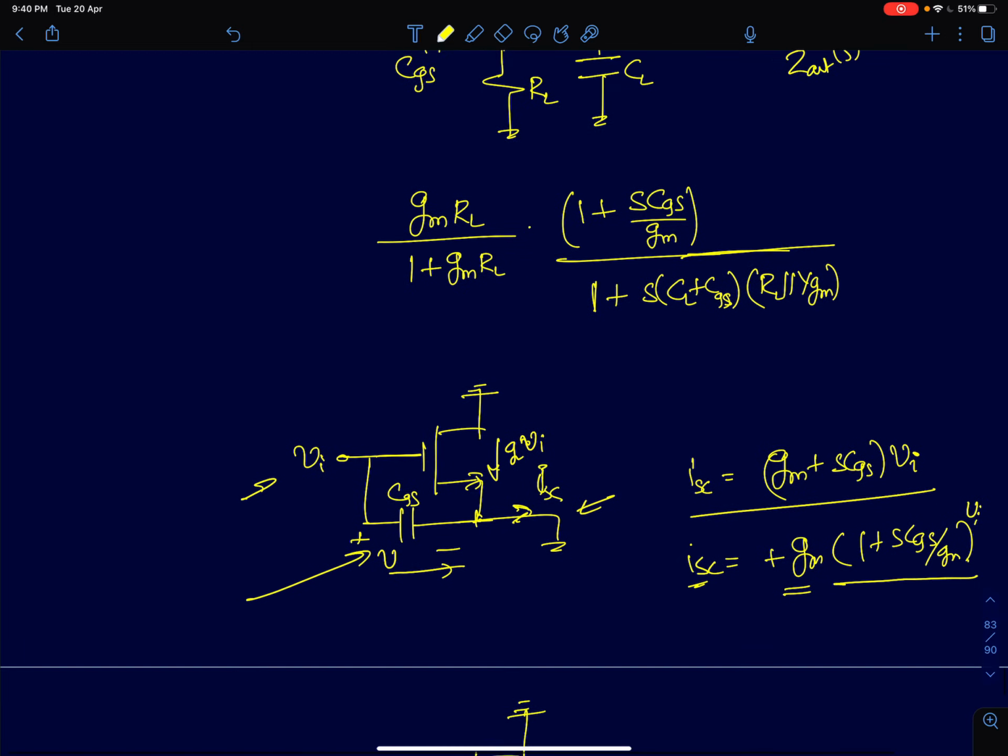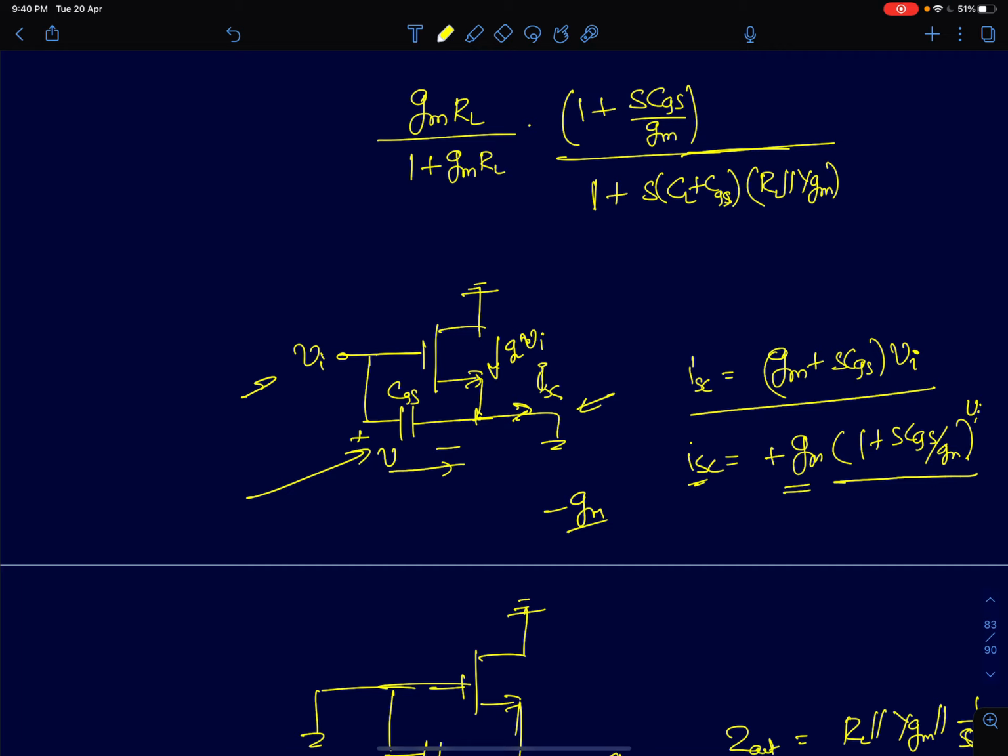So we saw that there is a left half plane zero here, with value gm upon CGS. And we said we will encounter a zero whenever you have two different parallel paths adding together, and both the paths should have different frequency dependence. Then we will end up getting a zero.